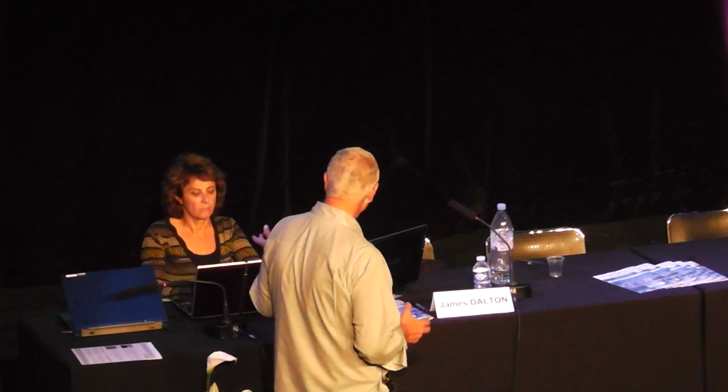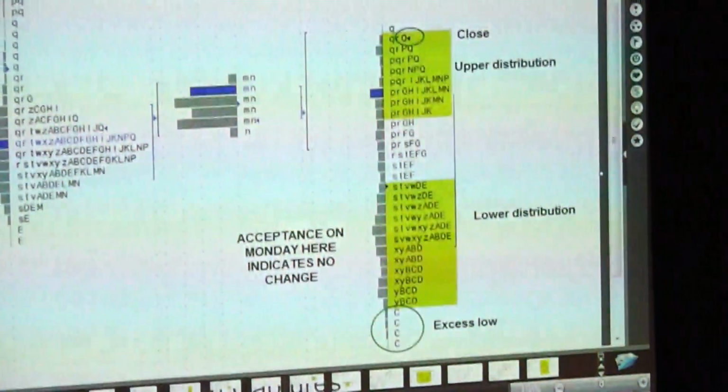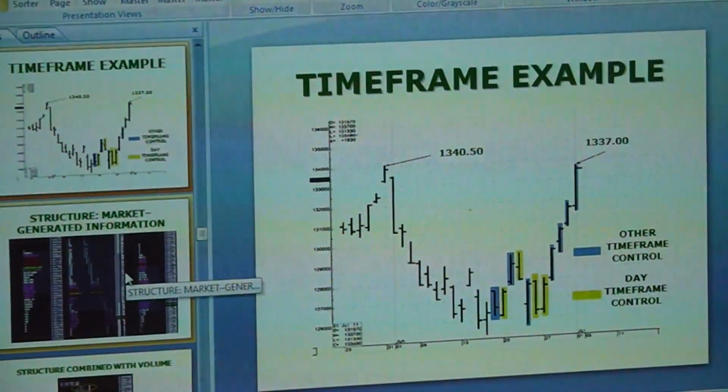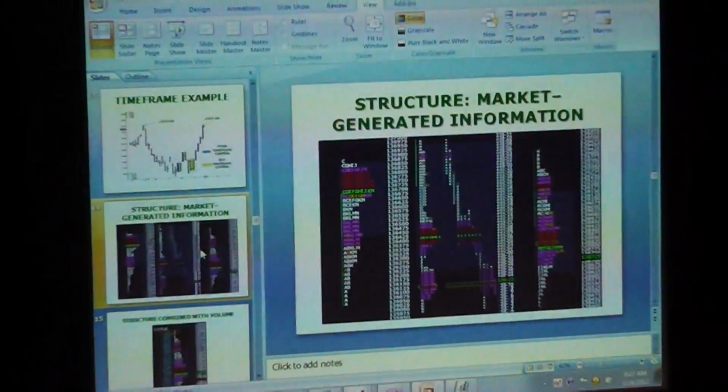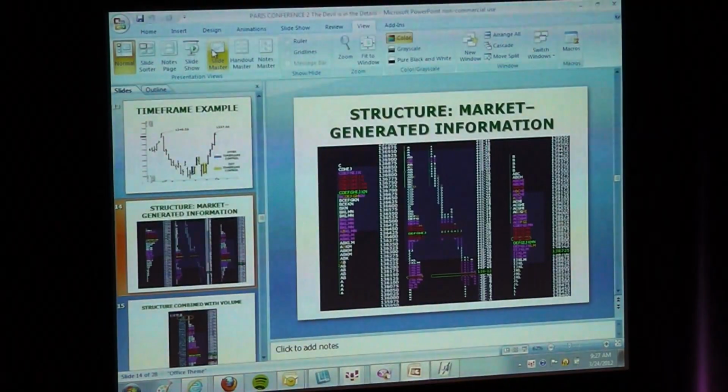It's just a walk through a market that you can trade right here every day, okay? Let's take a look at, what's the next slide that we have up there? Okay, structure.